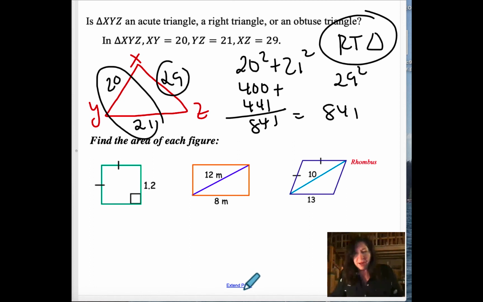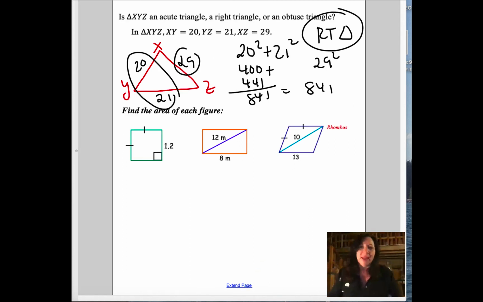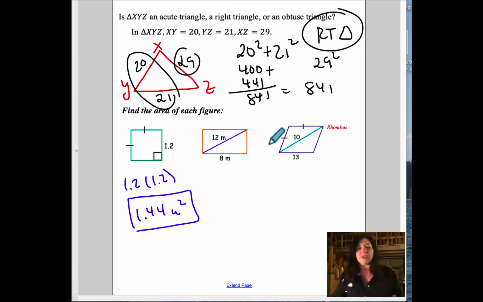Okay. All right. These ones right here are asking me to find the area. So this is a square. I have two consecutive sides that are congruent. It has to be a square, or a rhombus, but this is a right triangle, so it cannot be a rhombus. So that's just 1.2 times 1.2, which is 1.2 squared, and that's 1.44. 12 times 12, yeah, 1.44. And I'm just going to call these units, so that's units squared.